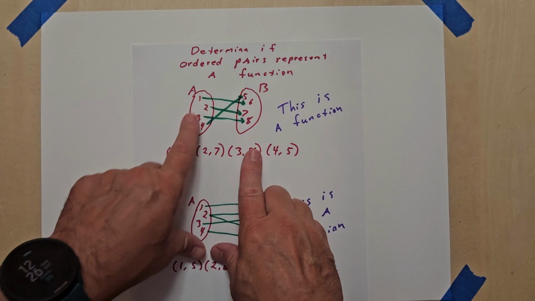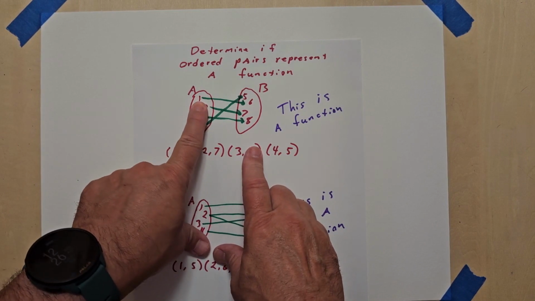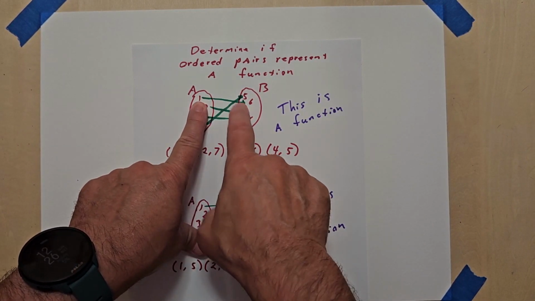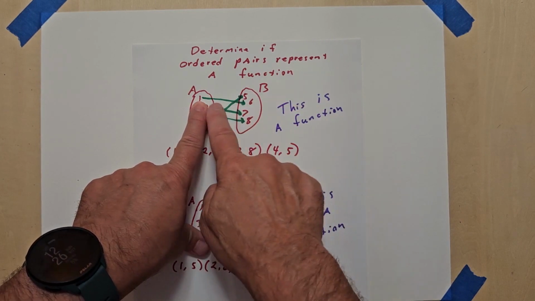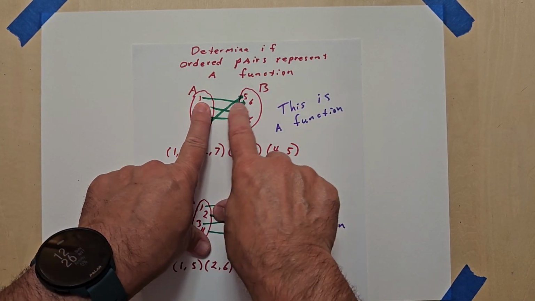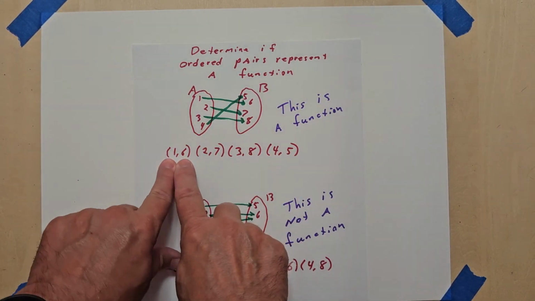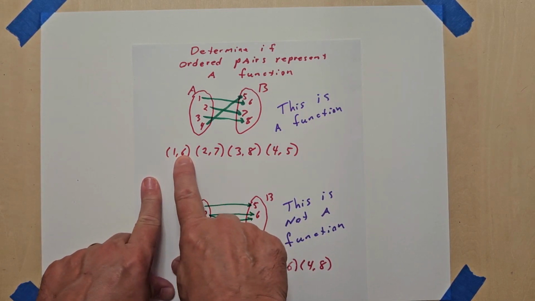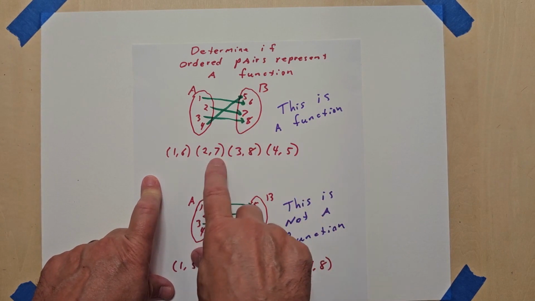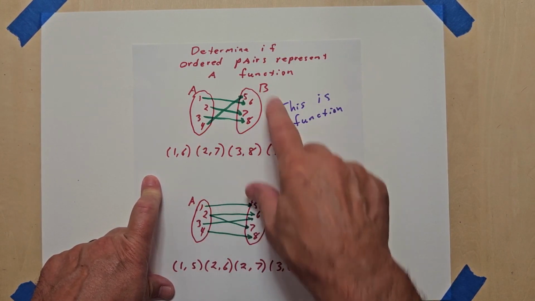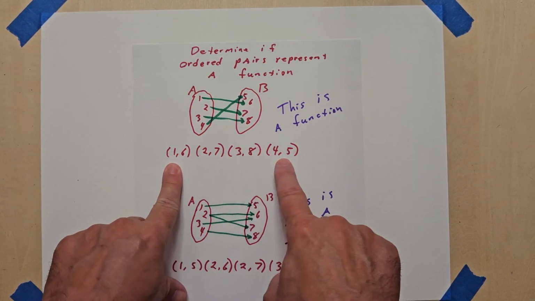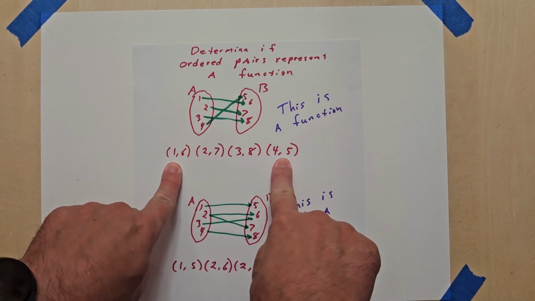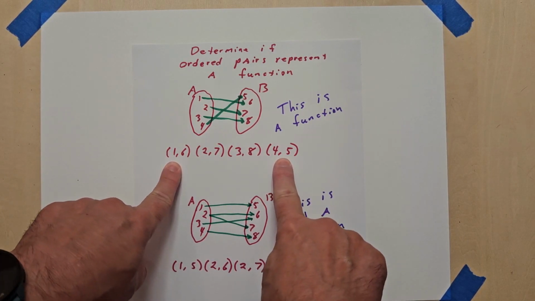And what we do is we take the input number and whatever it's mapping to. If it's mapping to more than one thing, we'll have to represent it twice. But the 1 maps to the 6. So we make an ordered pair that says x value 1, y value 6. I can do that with 2 and 7, with 3 and 8, and with 4 and 5. And this gives us a set of ordered pairs that we could graph on the xy coordinate plane.